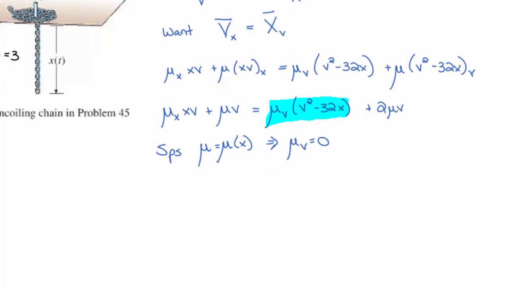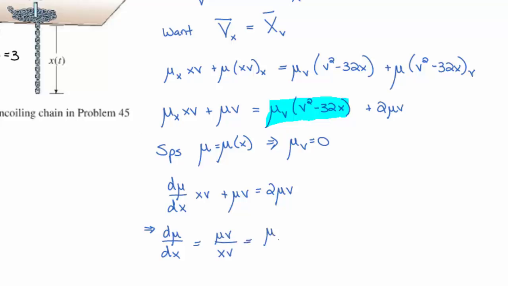So if I do that, then mu sub x is actually just the derivative of mu with respect to x, so total derivative times xv plus mu v should equal, now remember mu sub v is gone, it's 0, so it's just equal to 2 mu v. I'll subtract mu v from both sides, so this implies d mu dx is equal to mu v over xv, which is the same thing as mu over x.